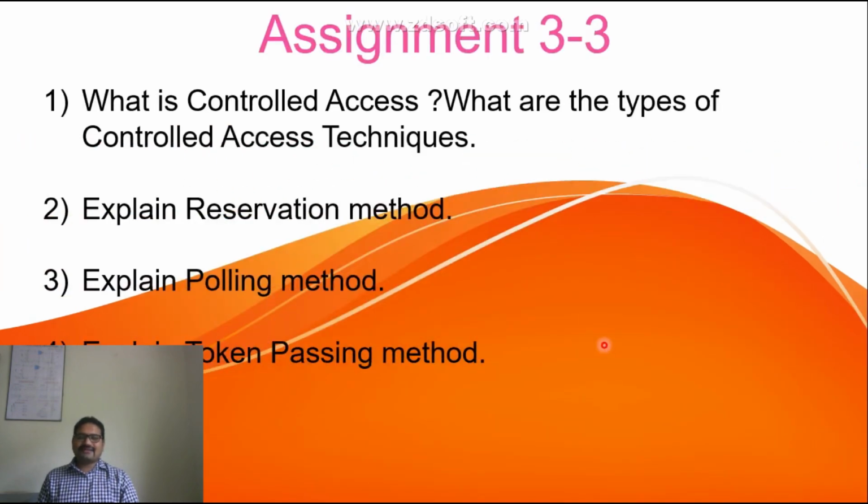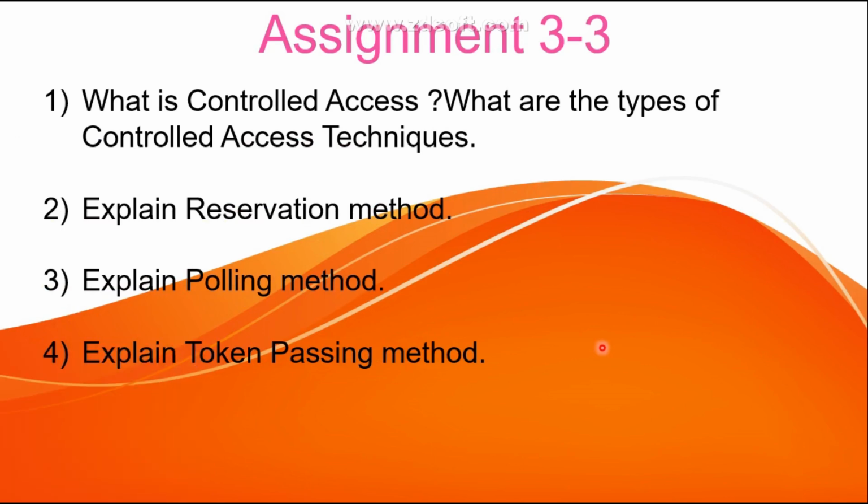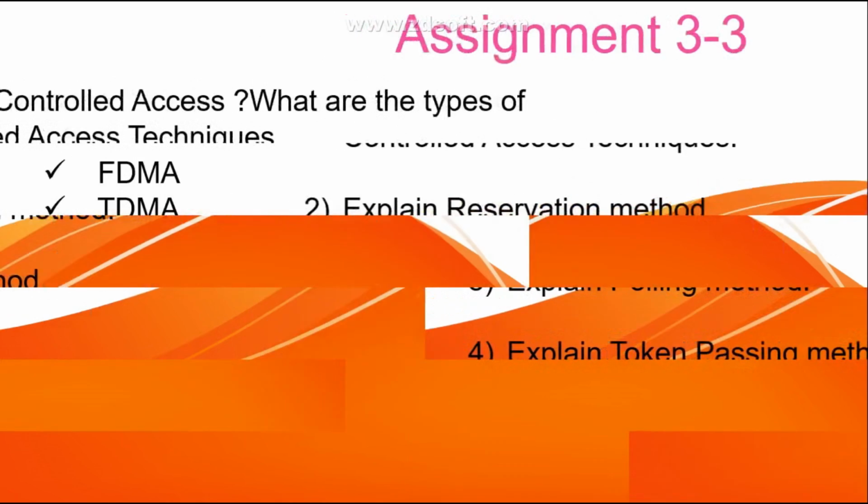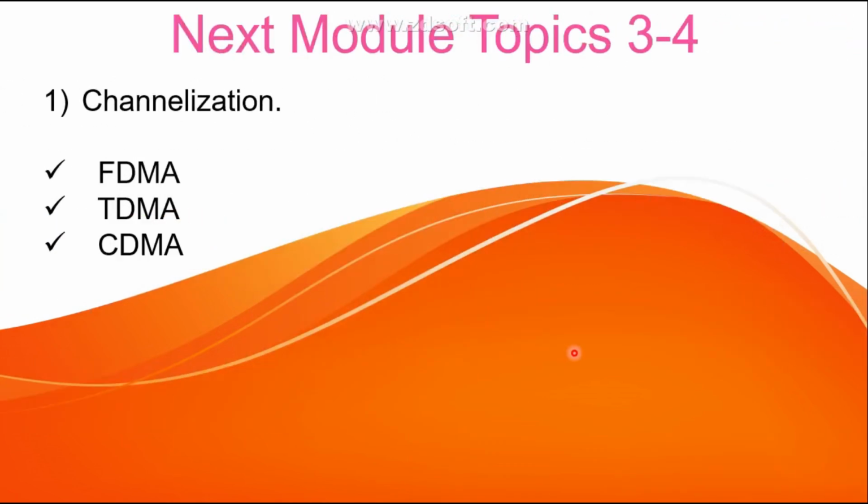So this is the third assignment of unit 3. Please note down these assignments. In the next module, we are going to discuss channelization that is used in cellular telephony, that is FDMA, frequency division multiple access, TDMA, time division multiple access, and CDMA, code division multiple access.